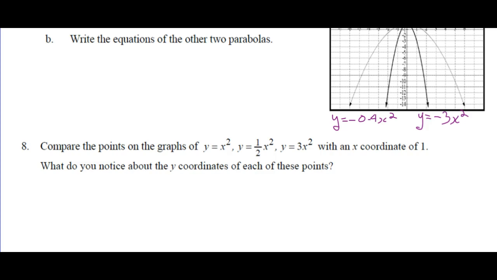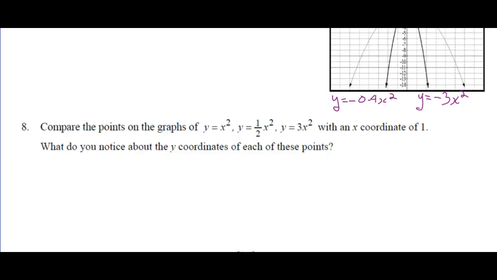Compare the points on the graphs y equals x squared, y equals 1/2 x squared, y equals 3x squared with an x coordinate of 1. What do you notice about the y coordinates of these points? Okay, so we probably don't need to graph them, right? We can figure this out.